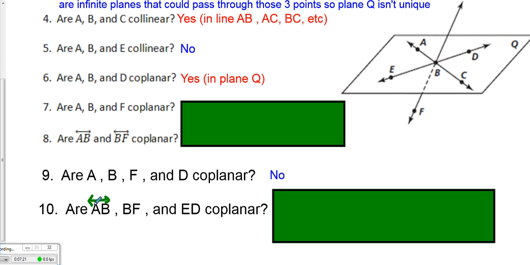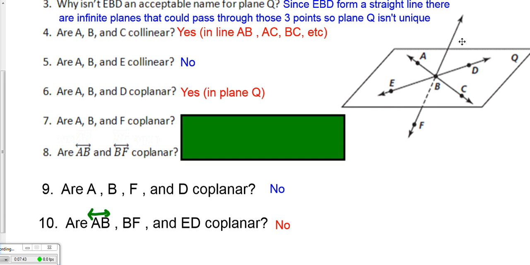Are lines AB, BF, and ED coplanar? Are all of these lines in the same flat surface? So AB is this line here, BF is this line here, and ED is this line here. Are these all in the same flat surface? And again, that's a pretty simple no. No, they are not. We can see that they don't lie on the same flat surface. So no, they are definitely not coplanar.